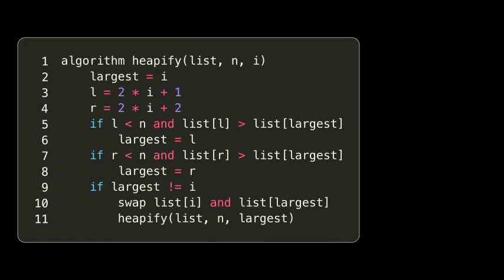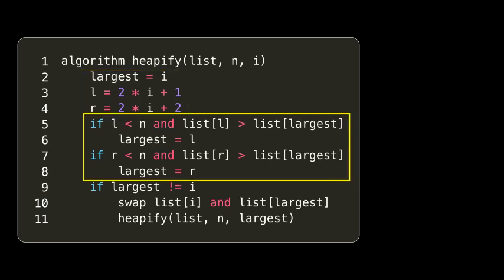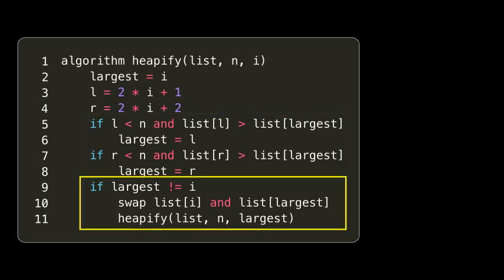In the heapify algorithm, we initialize the variable largest to i and compute the indices of the left and right child of the node at index i, respectively. We compare the value of list[i] to its left child and right child to determine the largest value out of the three, and largest is updated to store the index of the largest value. If the largest value is one of the child nodes, then we swap the node with that child node and call heapify to recursively maintain the max heap property.